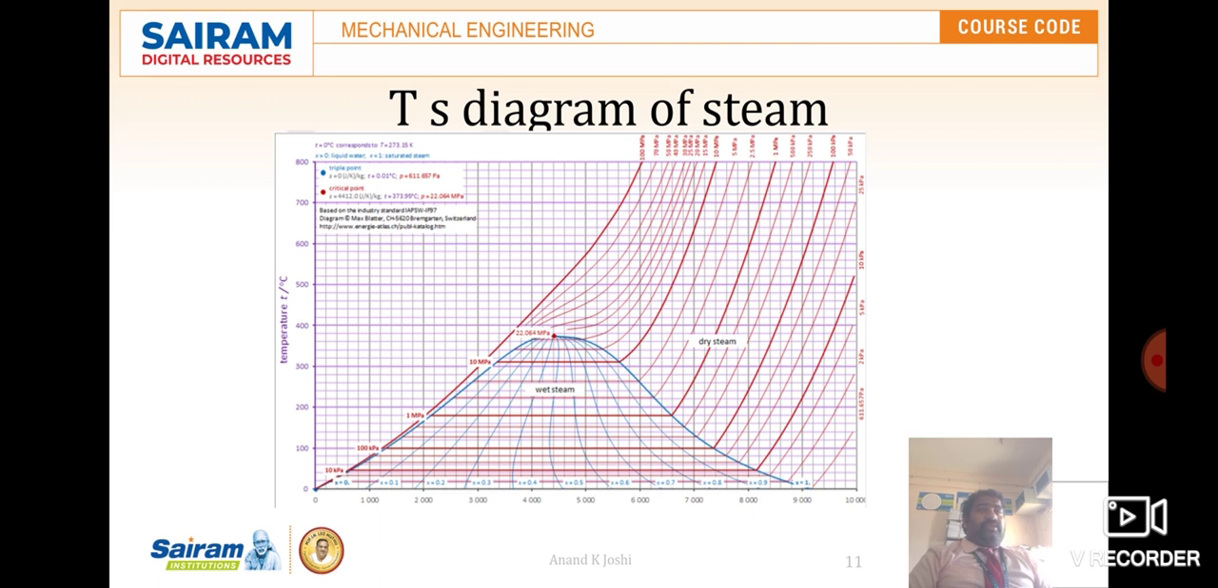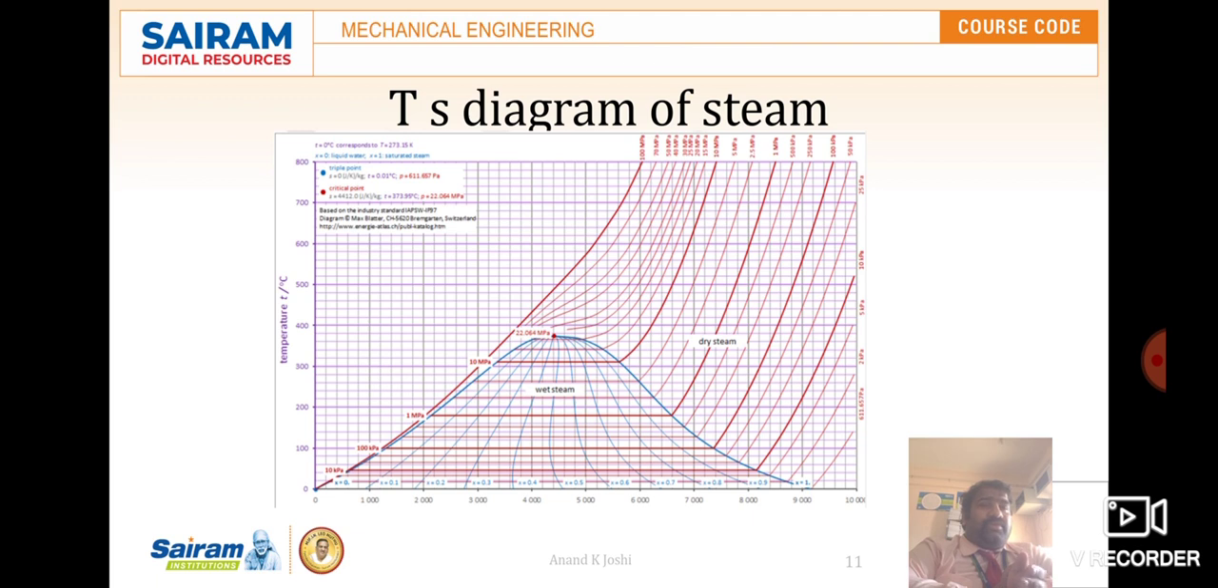Suppose you want to identify the isothermal lines on this TS diagram. You can find a horizontal line. Isothermal means the temperature remains constant, and you can identify it with the dryness fraction of the steam. The horizontal line is the constant temperature line, that is the isothermal line on the TS diagram. If there is no change in temperature during the process, it is also represented by a horizontal line on this TS diagram.